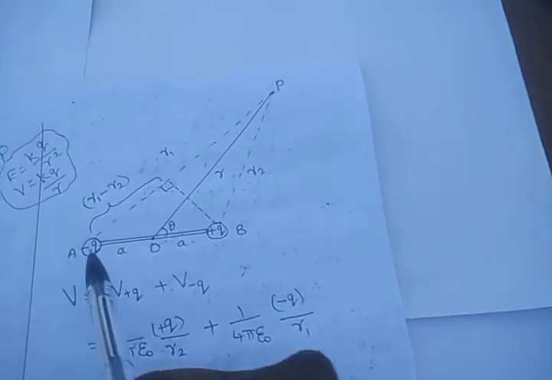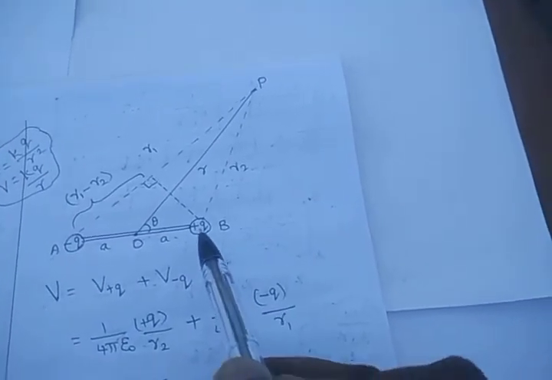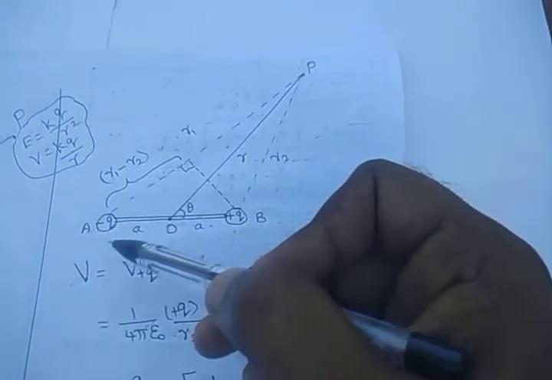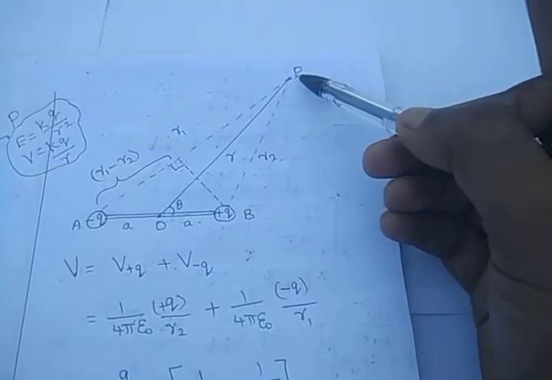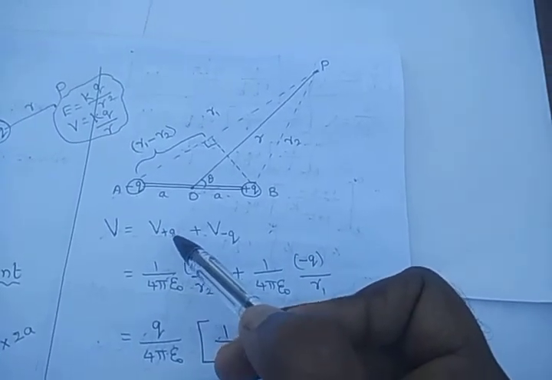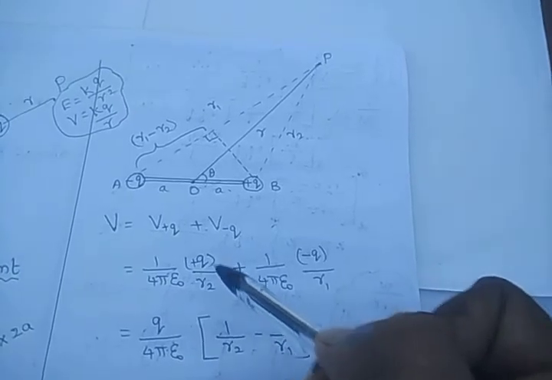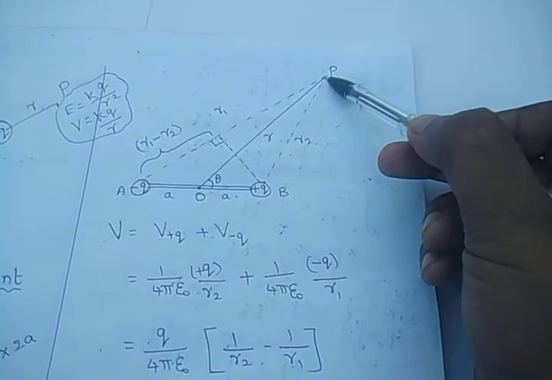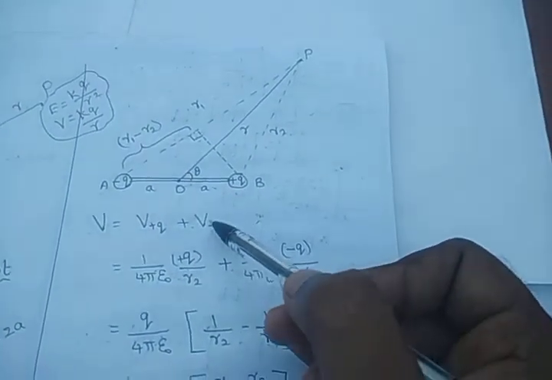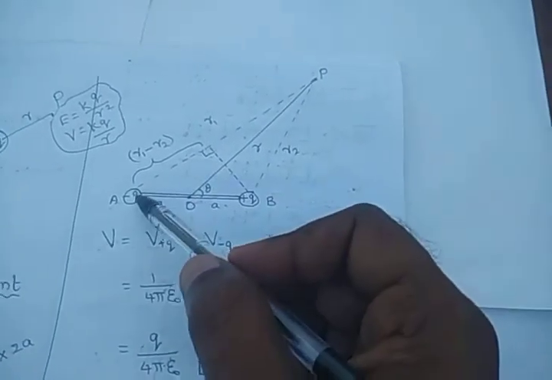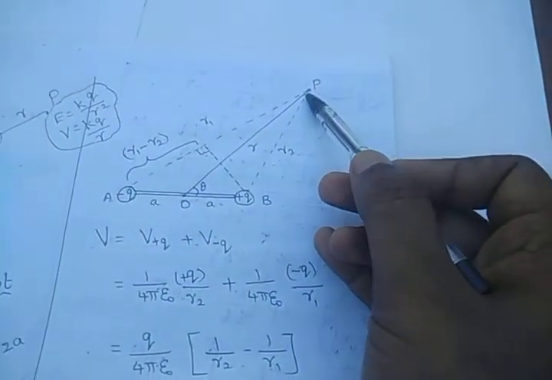In this electric dipole, we have two charges: one charge is minus Q, another charge is plus Q. So we have the electric potential due to the plus Q charge and also due to the minus Q charge. The electric potential due to the plus Q charge is 1 by 4 pi epsilon naught plus Q by R2, where R2 is the distance between the positive charge and the point P. And the electric potential due to the negative charge is 1 by 4 pi epsilon naught minus Q by R1, where R1 is the distance between the negative charge and the point P.